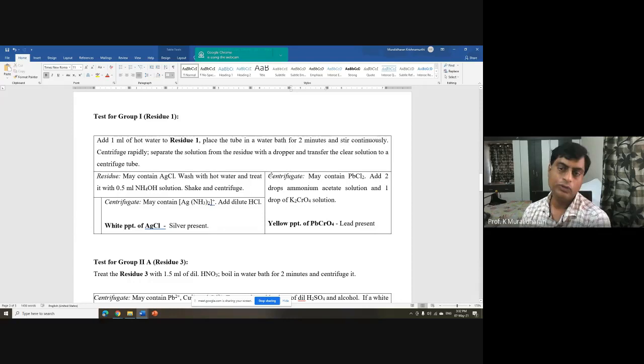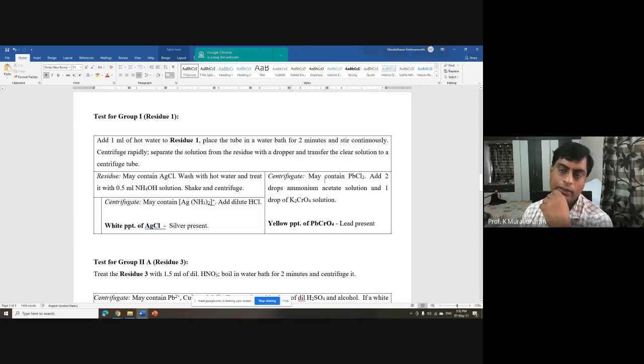So you still have two different solutions. Some lead salt will go into the solution here because you have removed all the chloride, right? The lead chloride that was precipitated by HCl from the system will now go into solution. So you have a clear separation. If you have silver, you get this residue. If you don't have silver, you will not get it.